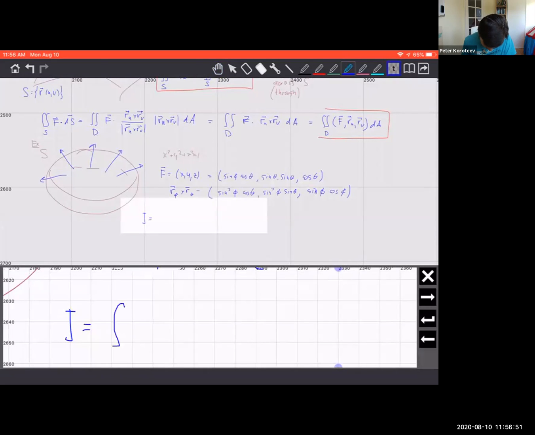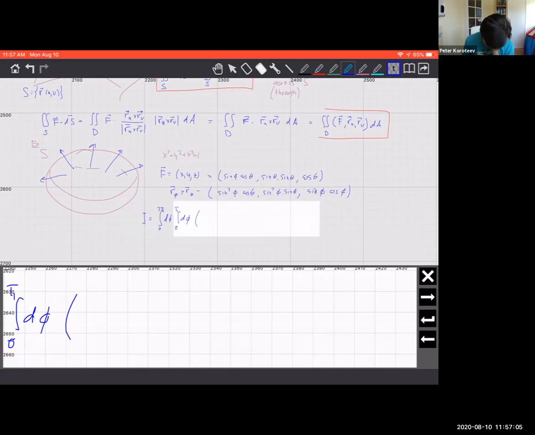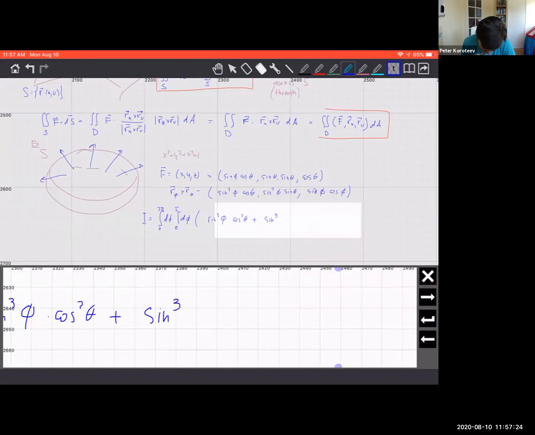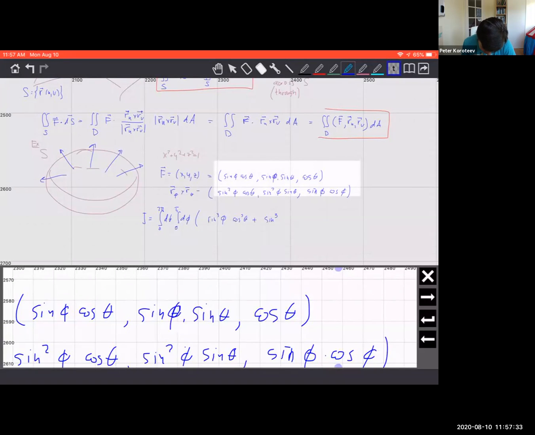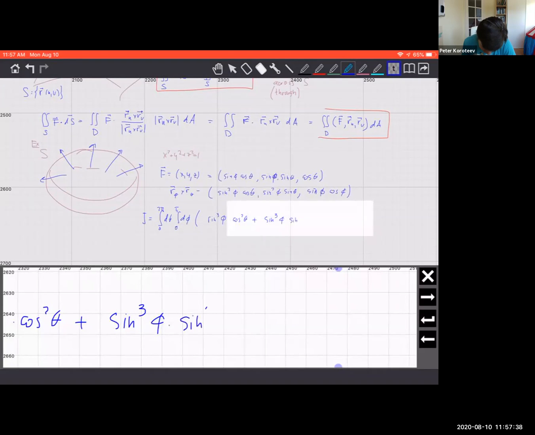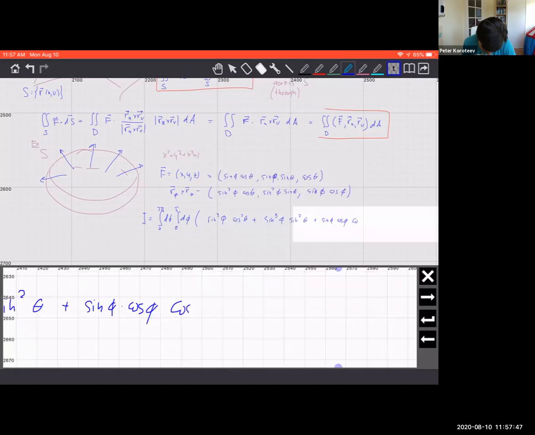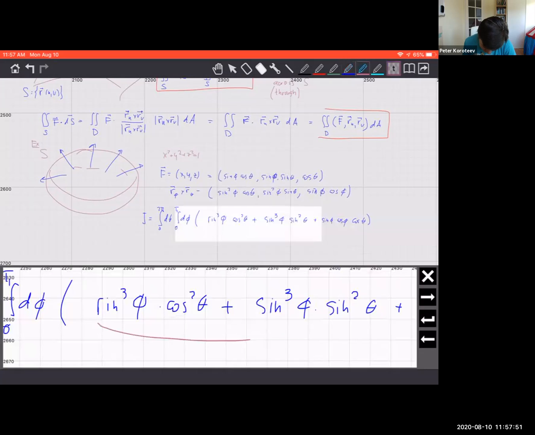So our integral will be from 0 to pi d theta, from 0 to pi d phi, of sine cubed phi cosine squared theta. I'm just multiplying components, first by first, second by second, third by third, plus sine cubed phi sine squared theta, there's a typo here, so there's a phi, plus sine phi cosine theta. So these two give us sine cubed phi.